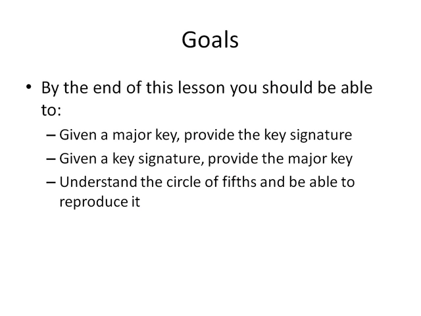So by the end of this lesson, you should be able to, given a major key, provide the key signature for that major key. Given a key signature, you should be able to provide the major key that the key signature corresponds to. For instance, if I said 2 sharps, you should be able to tell me D. If I say 3 flats, you should be able to tell me E flat major. You should also be able to understand the circle of fifths and be able to reproduce it if I give you a diagram.